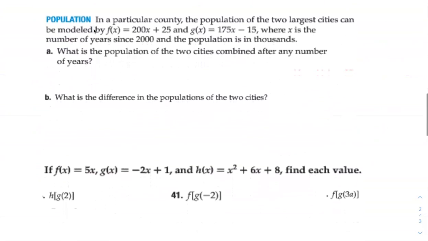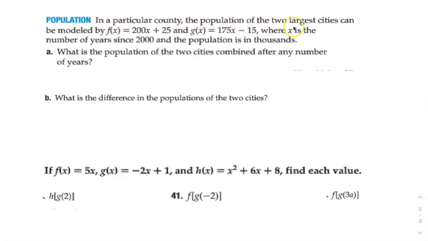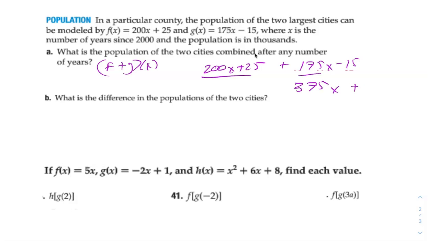Next one. In a particular county, the population of the two largest cities can be modeled by f of x equals 200x plus 25, and g of x equals 175x minus 15. Works for the number of years since 2000, population is in thousands. What is the population of two cities combined after a number of years? So this wants to add the two functions. That's all they're asking. You're saying, hey, what's f of x plus g of x? So we just go 200x plus 25 plus 175x minus 15 and combine like terms, and there we go.